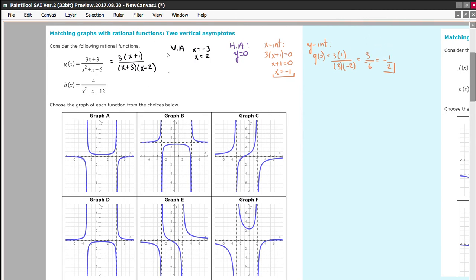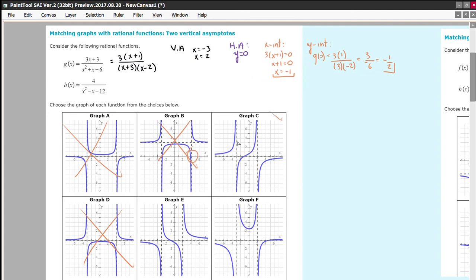So let's identify which graphs satisfy this. Vertical asymptotes in -3 and 2. This cannot be it. This one has a different vertical asymptote, and this one has a different vertical asymptote. So we are left with these 3. The three of them have the horizontal asymptote in y equals 0. Now let's check the x-intercept. The x-intercept should be in x equals -1.